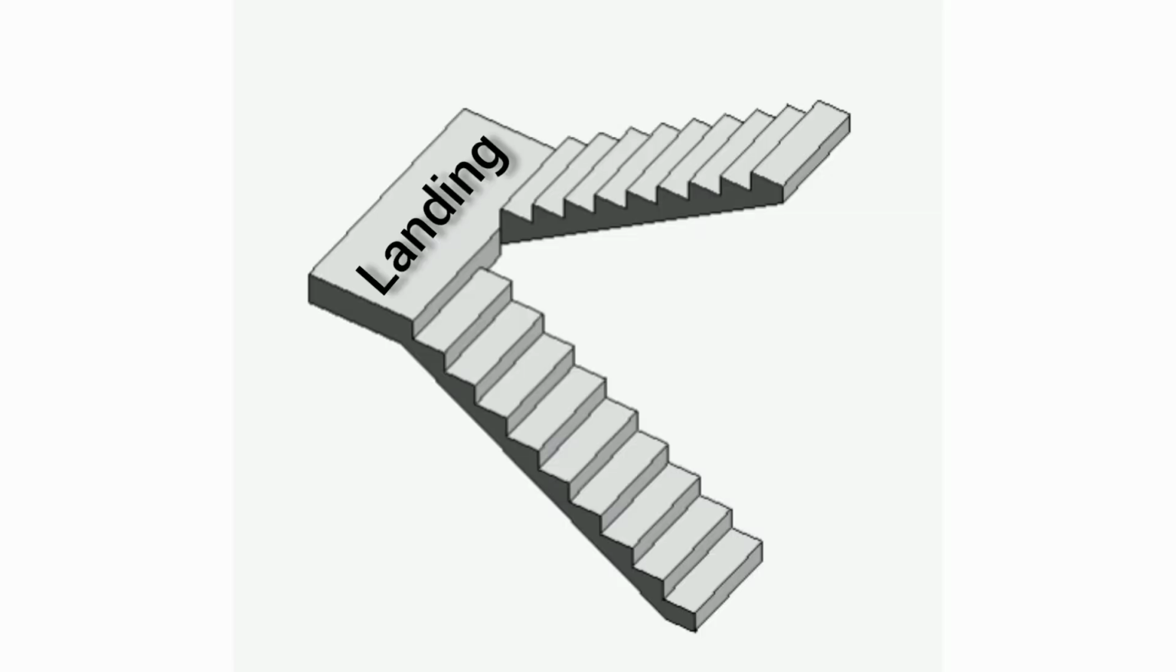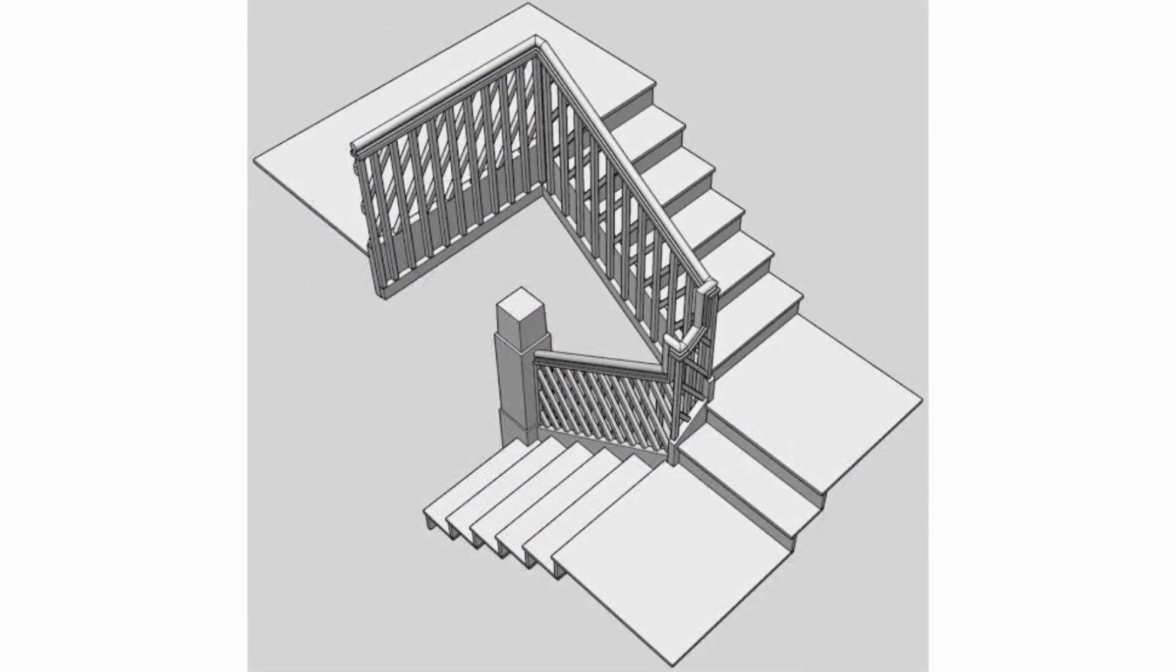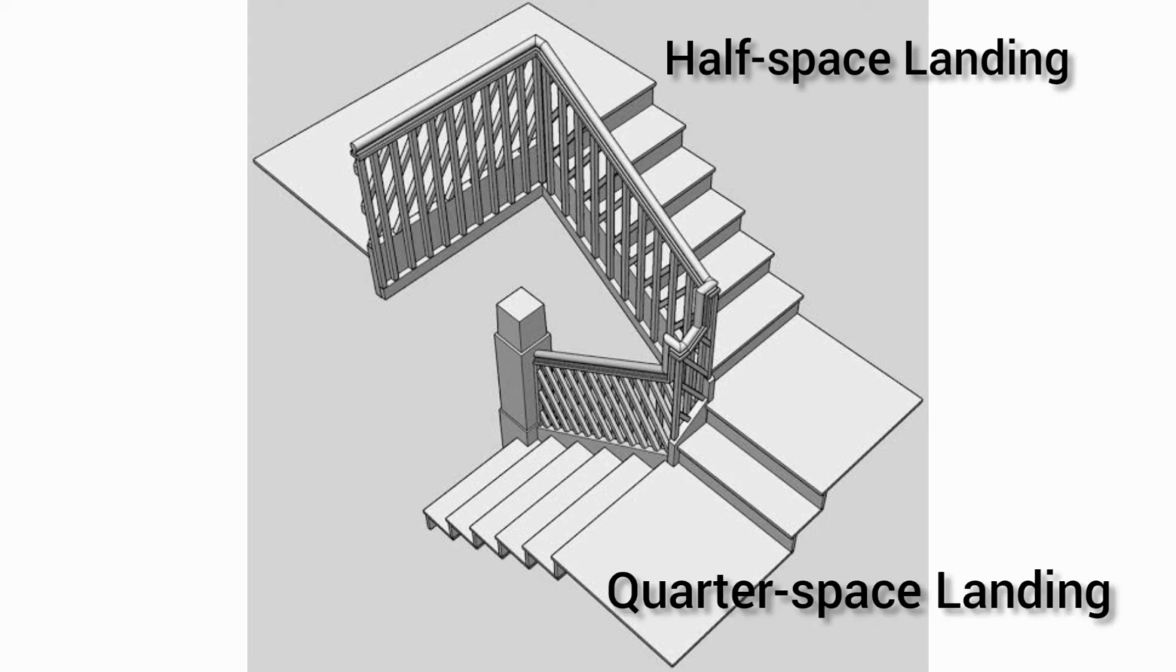Now let's see what a landing is. A landing is a horizontal platform between two successive flights of stairs. A landing is also used as a resting place during the use of stairs. It also facilitates the change of direction of a flight. A landing that extends for the full width of a staircase is known as a half space landing, and a landing extending only for half the width of the staircase is known as a quarter space landing.